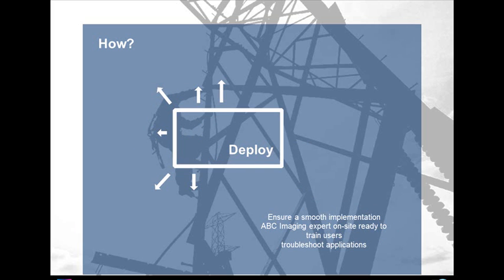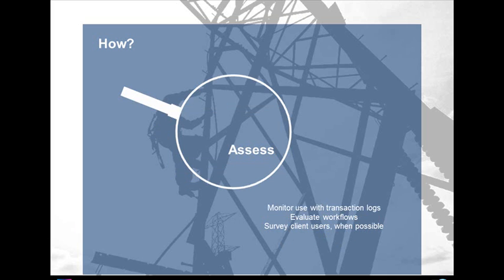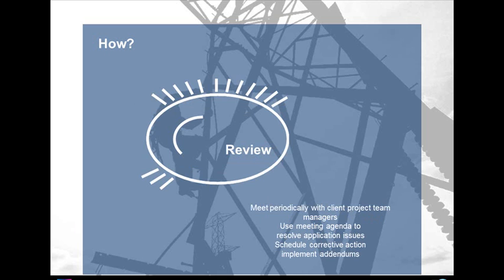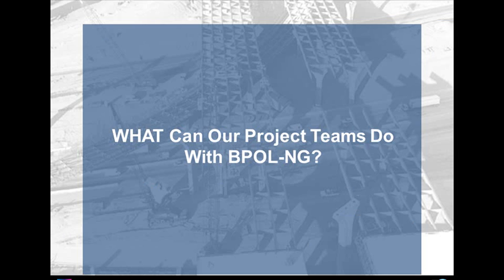To ensure a smooth implementation, ABC is on-site and ready to train users and troubleshoot applications. We monitor use with transactions and logs, evaluate workflows, and survey client users when possible. We meet periodically with client project team managers. We use a meeting agenda to resolve application issues, schedule corrective action, and then implement addendums.